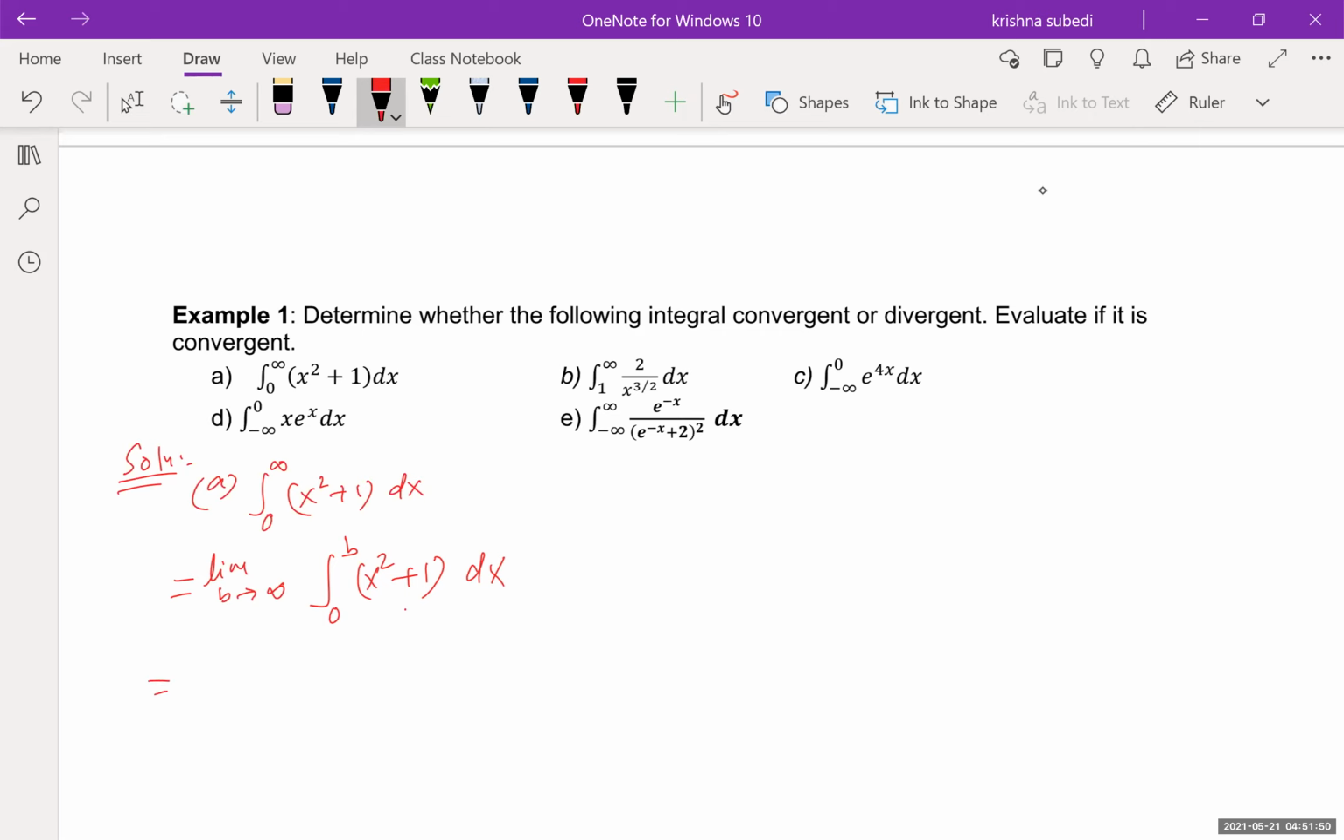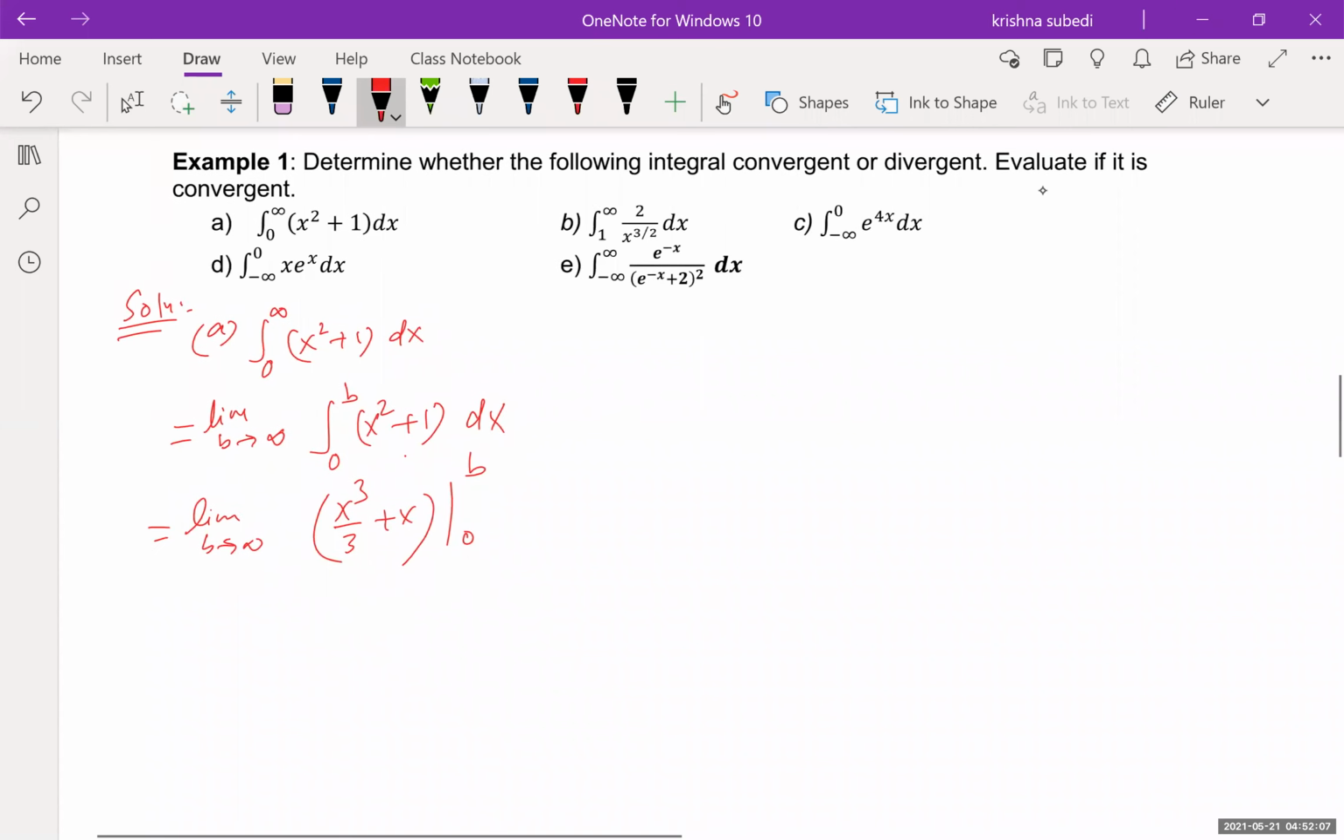Now let us evaluate that. So limit as b tends to infinity. You know how to evaluate that, which is x cubed divided by 3 plus x. The integration of x squared is x cubed over 3, and the integration of 1 is x, from 0 to b. Now integration is done, and this problem is simply a limit problem.